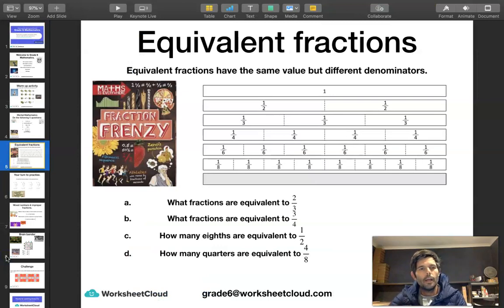So you could be asked to simplify fractions. So you might be given a larger fraction and asked to simplify it into its smaller equivalent fraction. For example, 4/8 simplified is 1/2. Or you could be given a simplified fraction and asked to write down some equivalent fractions.